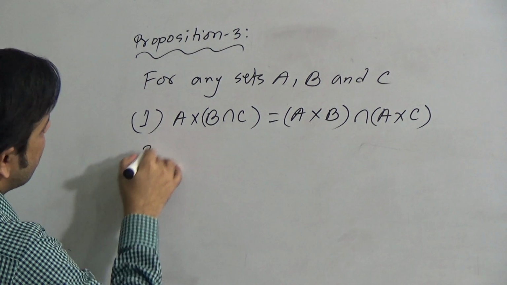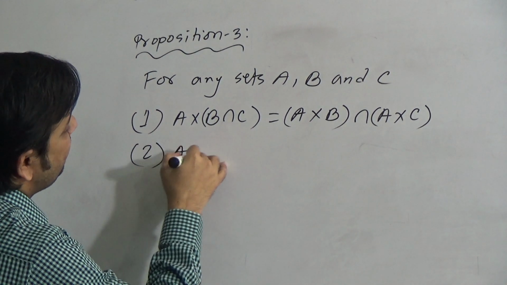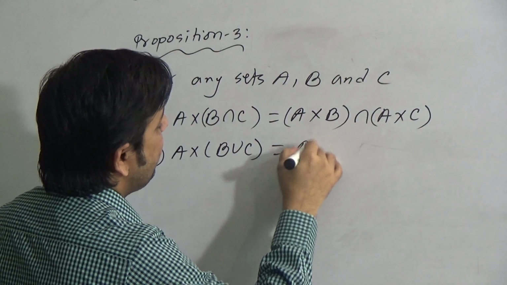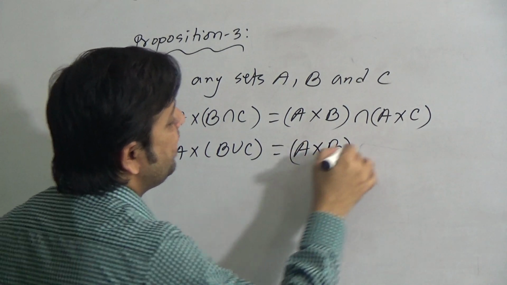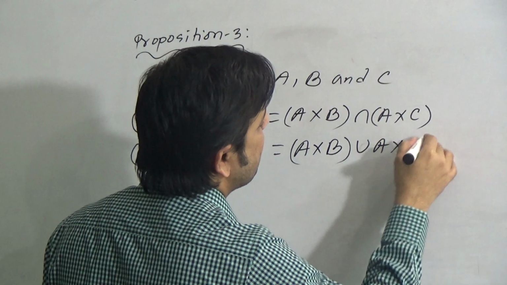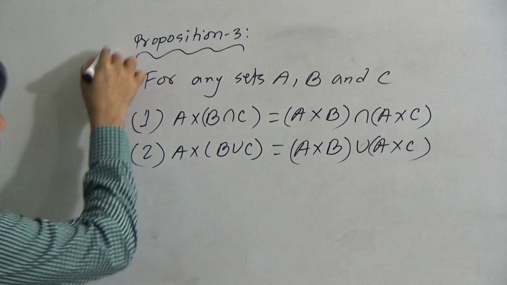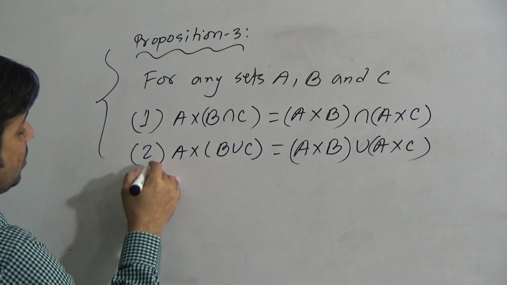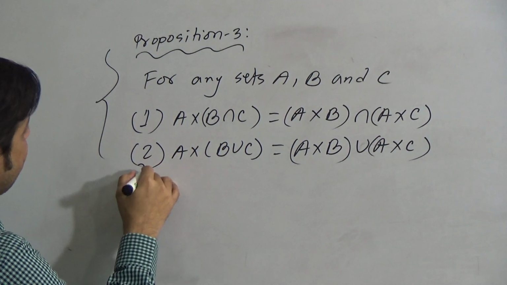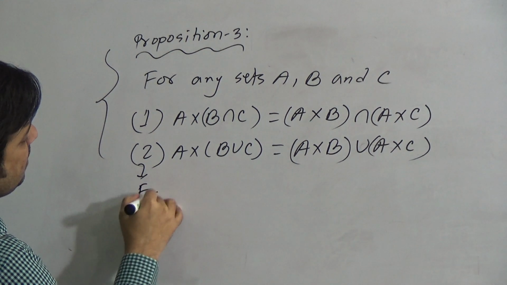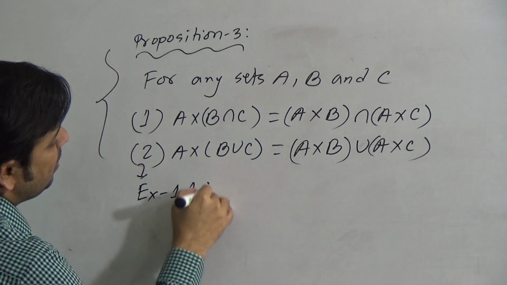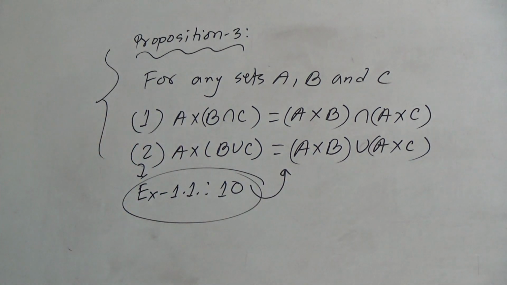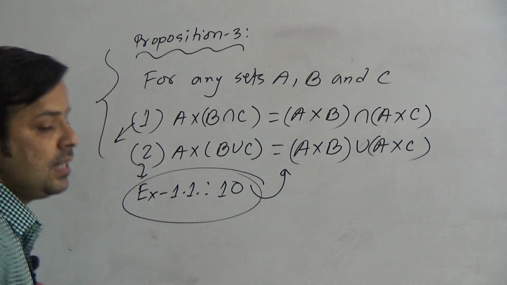This is the first statement, and the second statement is A cross B union C is equal to A cross B union A cross C. This is proposition 3. This statement 2 is given in exercise 1.1 question 10, and this one is done in your book.